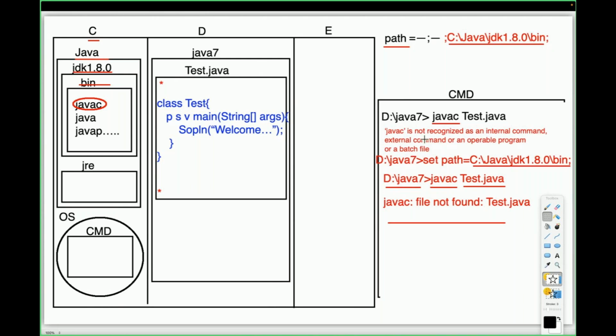For that we have to give the total command location, C Java JDK 1.8.0 bin, to the path environment variable. Again, after setting the path environment variable, if we compile this, this time the compiler will come to the path, to this JDK bin, and there it will identify the javac command. When the javac command is identified, automatically the operating system will execute it. When the operating system executes the javac command, the Java compiler software will be activated.